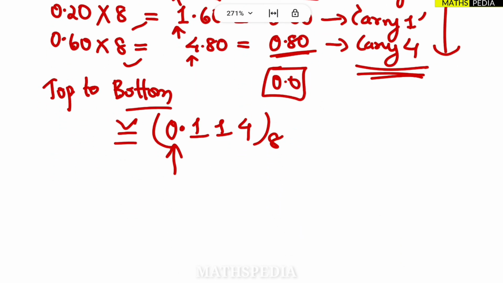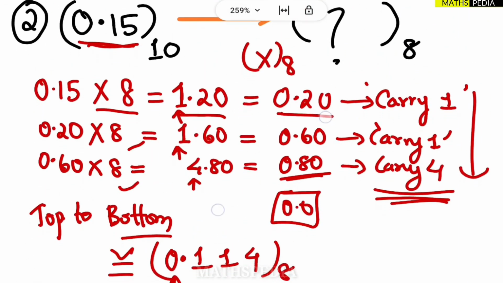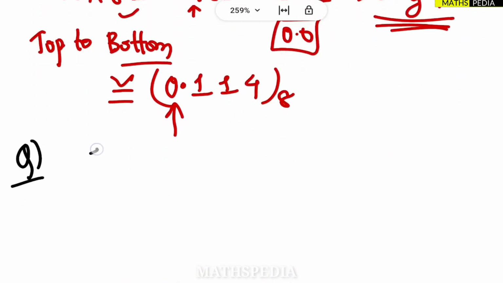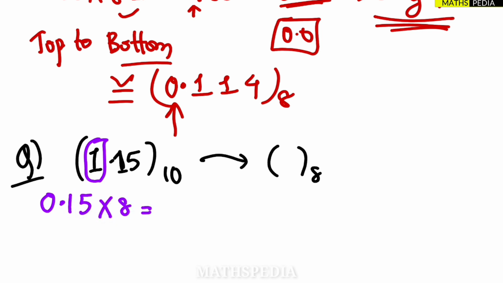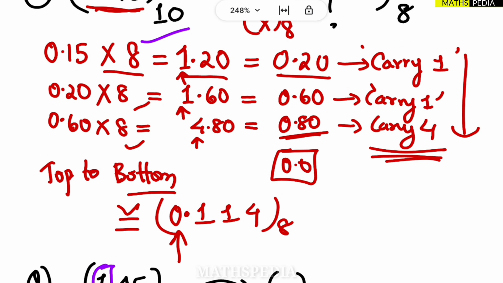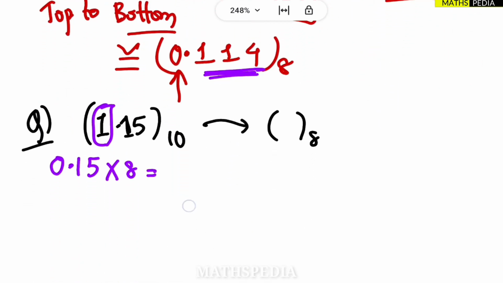What happens if we get 1 point something? That's the main important question. See, suppose the question is, see here we took which question? 0.15, right? So I'll take 1.15. So what happens if I take 1.15? So base 10 we have to convert into base 8. So again the same procedure, but the thing is that here 1 point came. Same procedure will follow because we have to take 0.15 and multiply with 8. So here also we have done the same procedure, 0.15 into 8, same procedure will carry on. So answer will have this approximate value as what? 0.114 as the answer it will be.